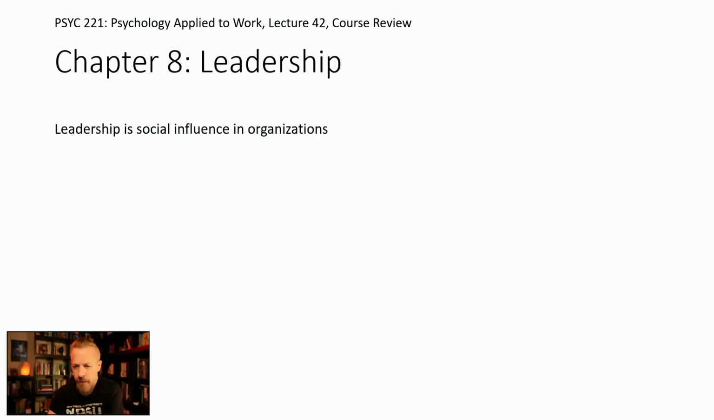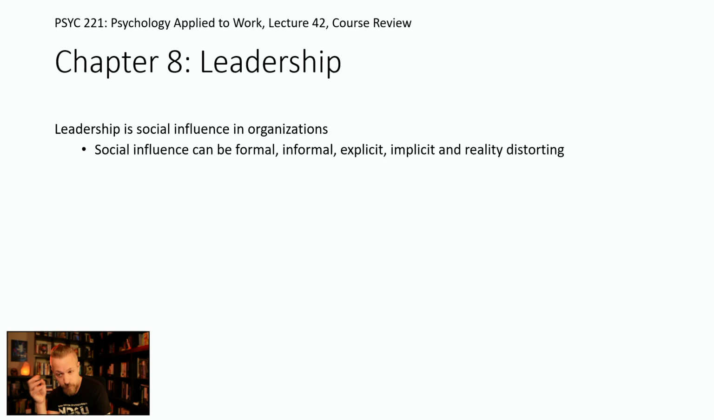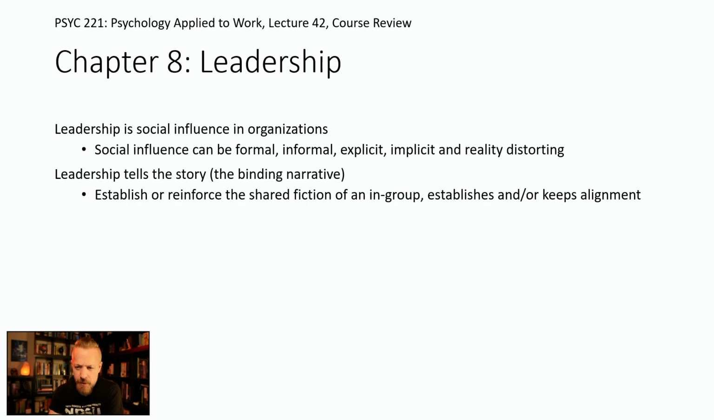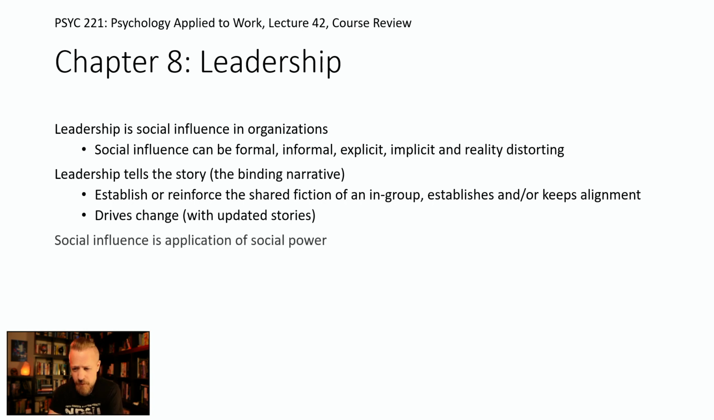All right, chapter 8, we talked about leadership. We described leadership as social influence in an organization, and that can be formal, it can be informal, it can be explicit, stated, everybody's aware of it. It can be implicit, which is people respond to it, but they're not necessarily consciously aware or able to describe it. And it can involve a certain amount of reality distorting, which is to say that there's a binding narrative at play, and some leaders can actually twist that, can stretch that, change that, and make people believe something else that otherwise wasn't believed. So leaders tell the story. They spread that binding narrative to establish that shared fiction for the in-group, keeps everybody aligned. They also use it to drive change when that story is updated.